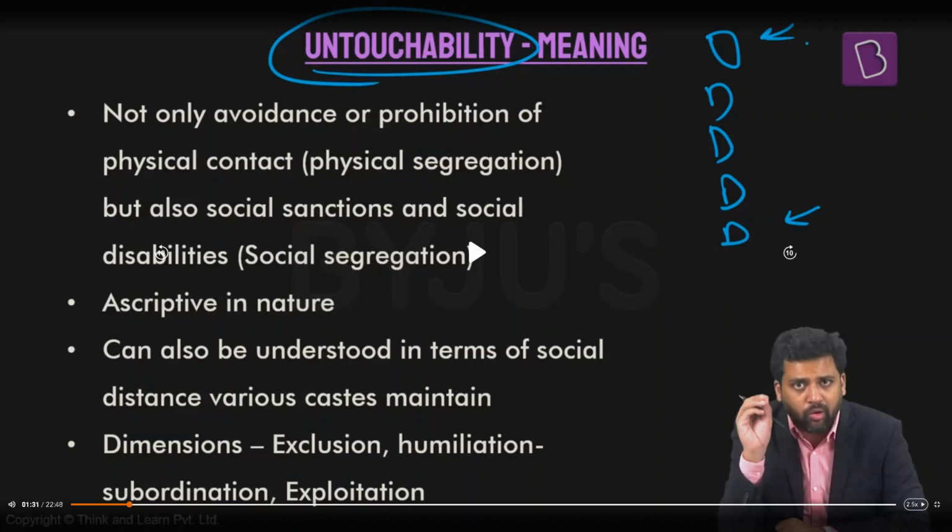It is also humiliation. Members from the lower caste are humiliated and subordinated. Sometimes they will be asked to respect the higher caste. They will not be allowed to enter the place of the higher caste, the residence of the higher caste.